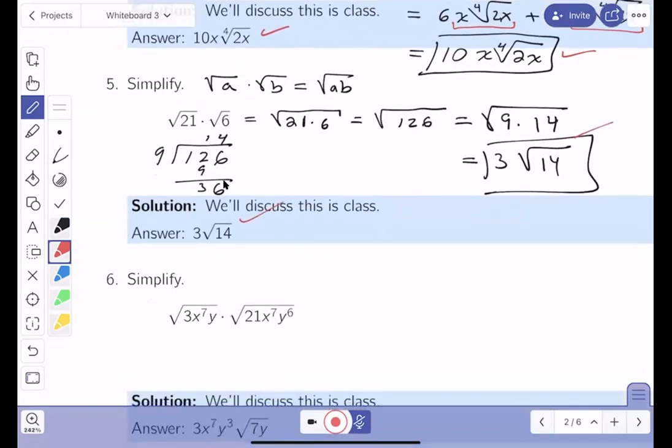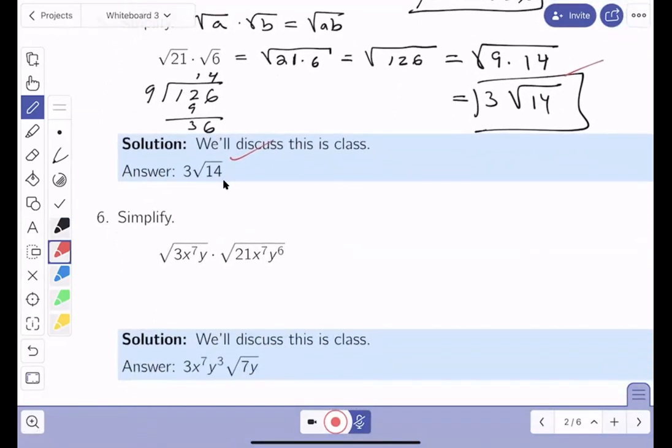I want to do this one other way, and don't feel obligated to do it in 2 ways. Do it the way you're comfortable doing it. I'm going to write down a different way of doing the problem, but you decide how you want to do them. What I would do is I would just break the numbers down because they're simpler. What's root 21? It's actually root 3 times root 7. What's root 6? Root 3 times root 2.